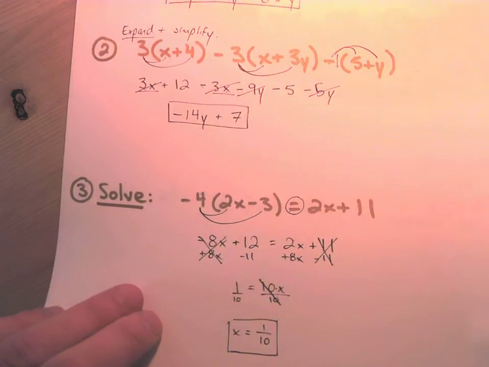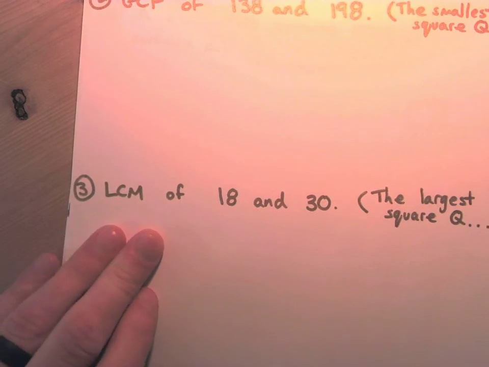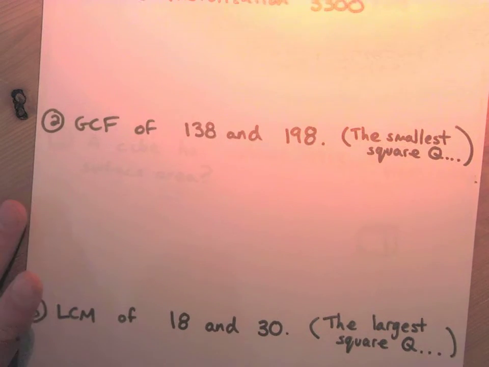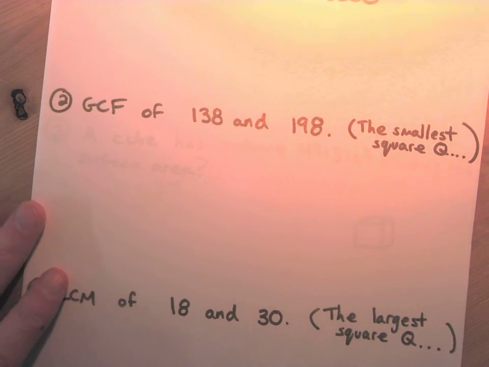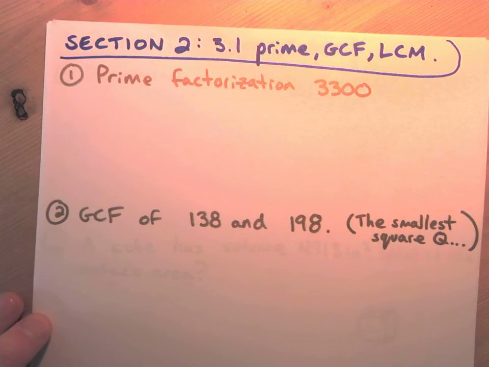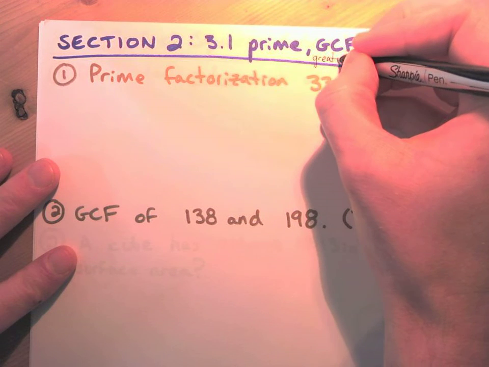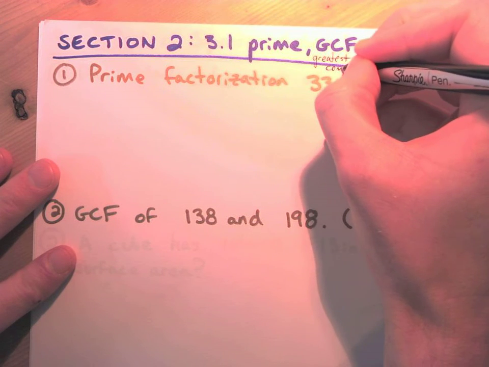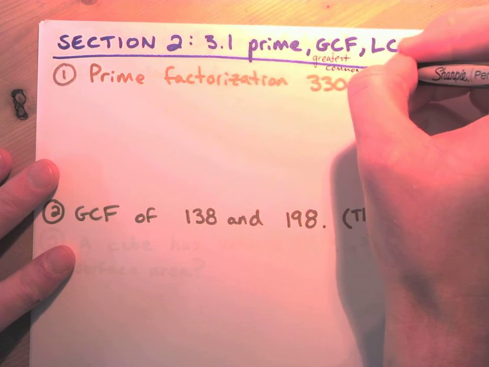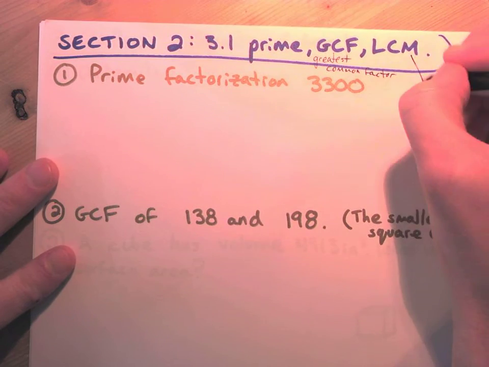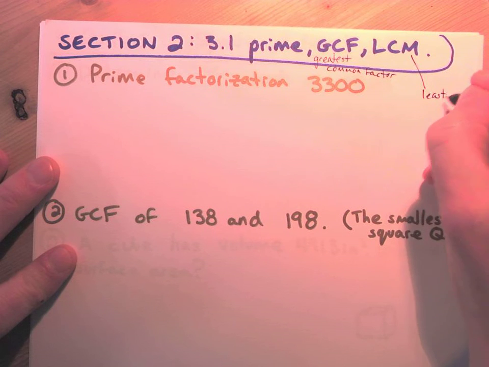Okay, so that was section 1. Then we moved on to section 2, which was looking at prime numbers, GCFs, which means greatest common factor, and LCM, which means least common multiple.